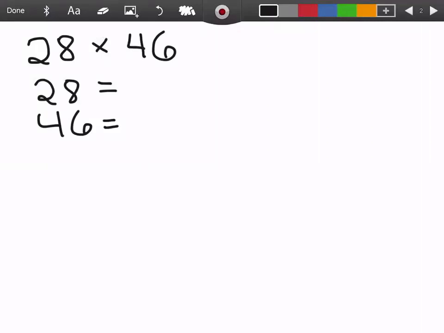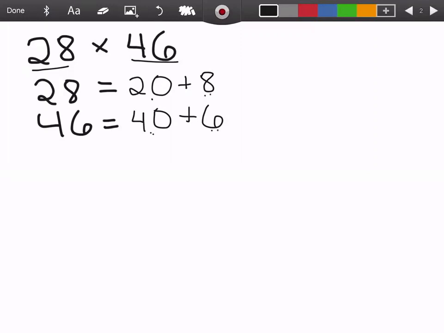So we're going to start by breaking each of our factors, so the numbers that we're multiplying, into tens and ones. So 28 is equal to 20 plus 8. 46 is equal to 40 plus 6. Then we're going to multiply 20 times 40, 20 times 6, 8 times 40, 8 times 6, and when we're done, we're going to add all those numbers together.